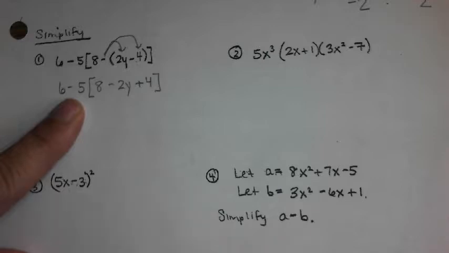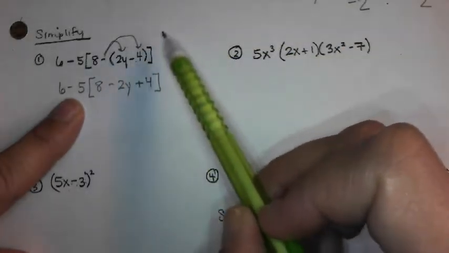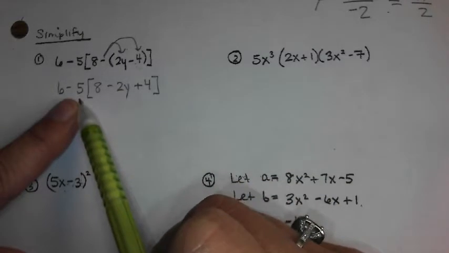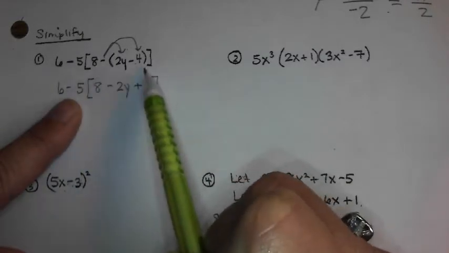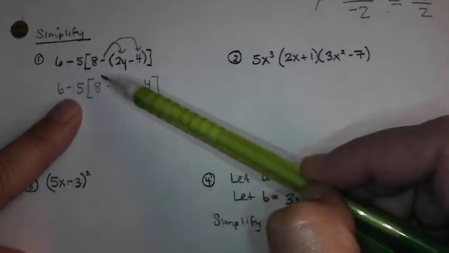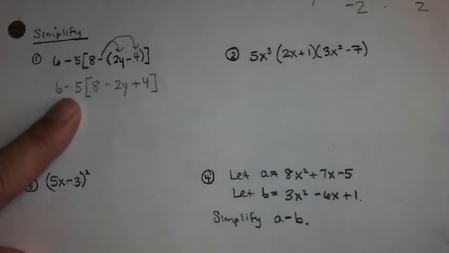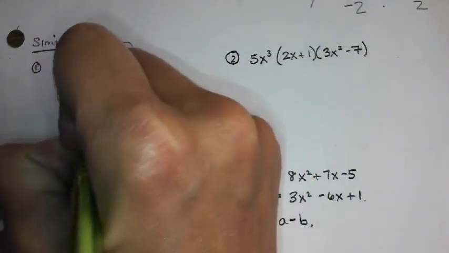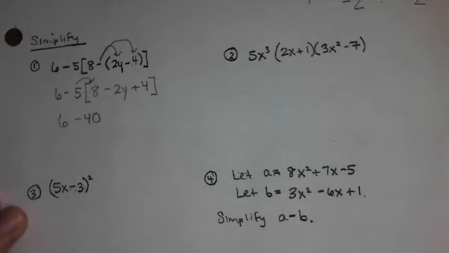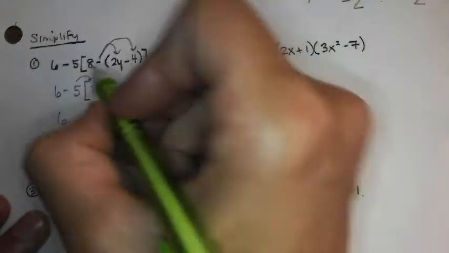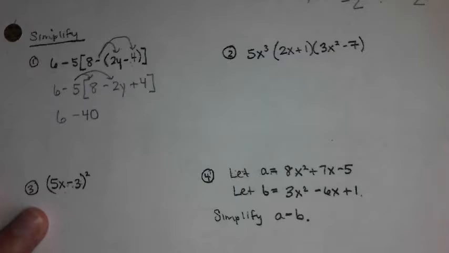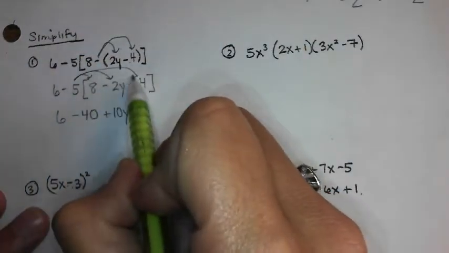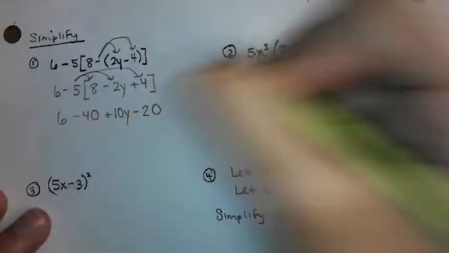So again, come back to PEMDAS. So we've distributed, kind of getting rid of parentheses. You never, ever, ever do subtraction before multiplication. Okay, so this is 6 minus 5 times a set of brackets. The 5 times a set of brackets is going to come first. So 6 minus 40. The negative 5 times the negative 2y is going to be a plus 10y. And the negative 5 times the positive 4 is going to be a negative 20.